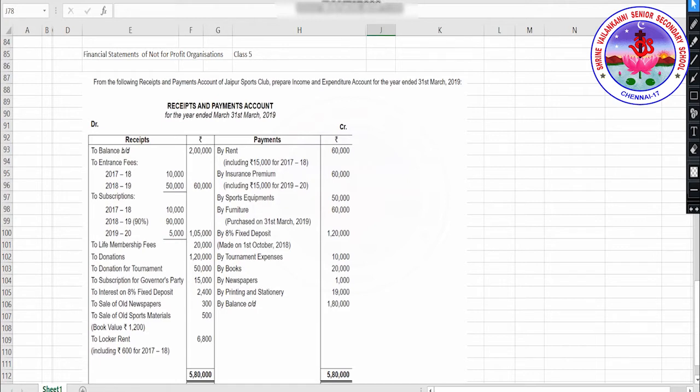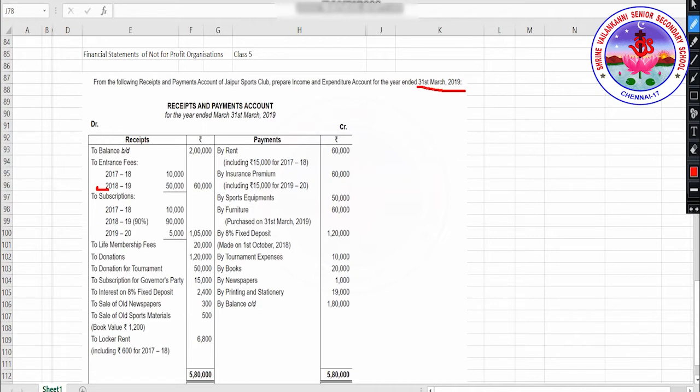From the following receipts and payments account of Jaipur Sports Club, prepare income and expenditure account for the year ended 31st March 2019. I'm just going to go through this. To balance brought down 2 lakhs, to entrance fees. We are expected to prepare the income and expenditure account on 31st March 2019. We have 2 periods, 2017-18 and 2018-19, and 2018-19 is relevant, so we're going to take this.